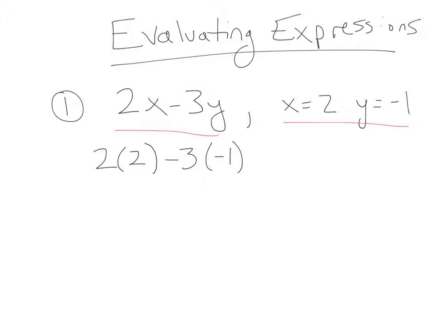So I go through and I apply my order of operations. I say 2 times 2 is 4, and negative 3 times negative 1 is positive 3, so I get 4 plus 3 equals 7, and there we go.